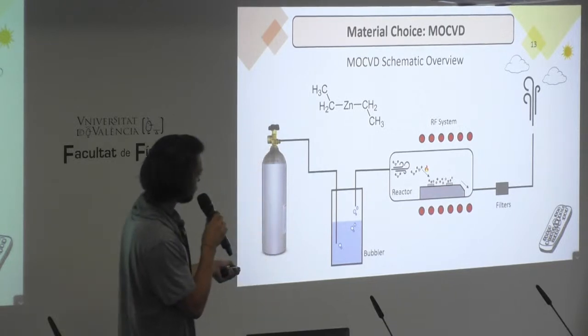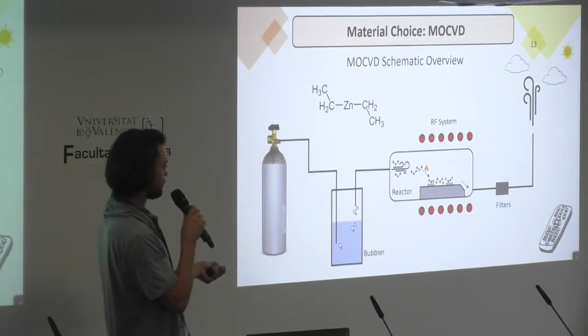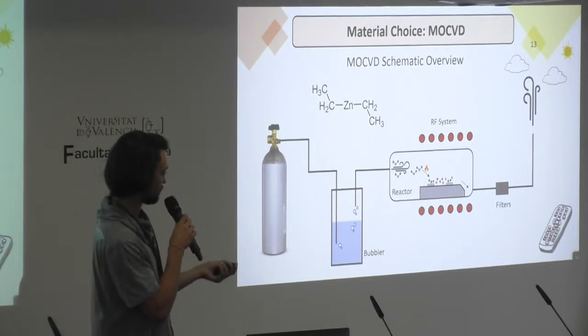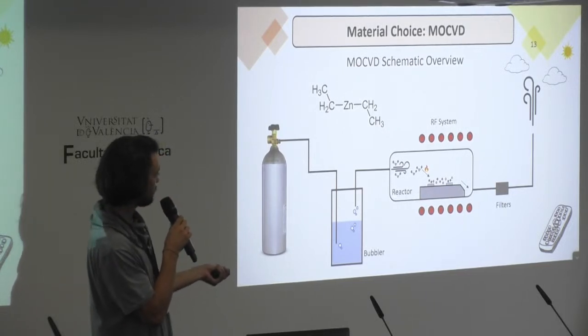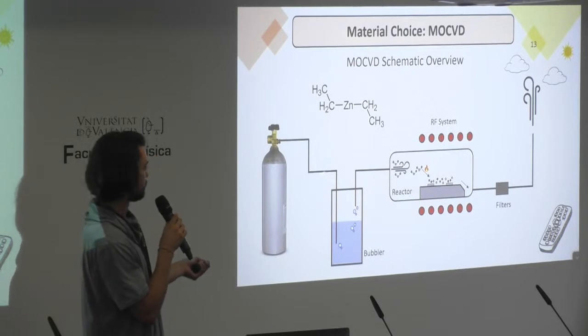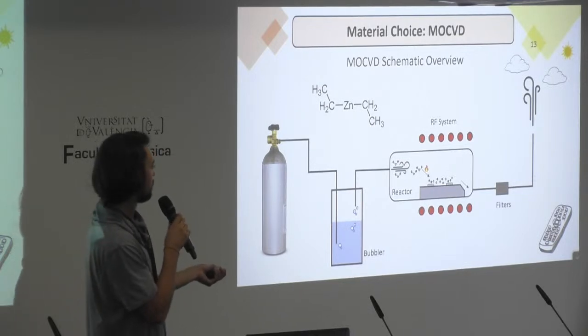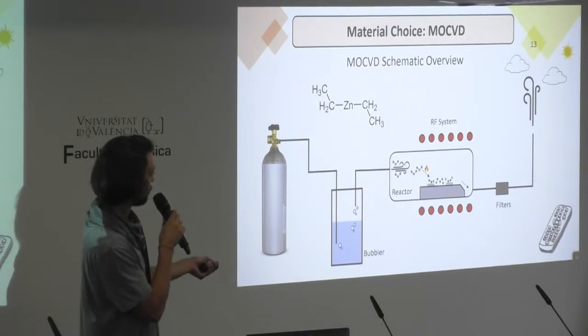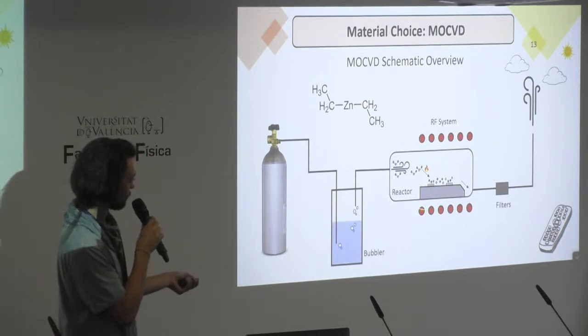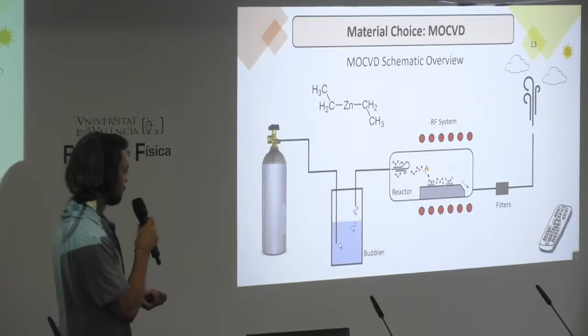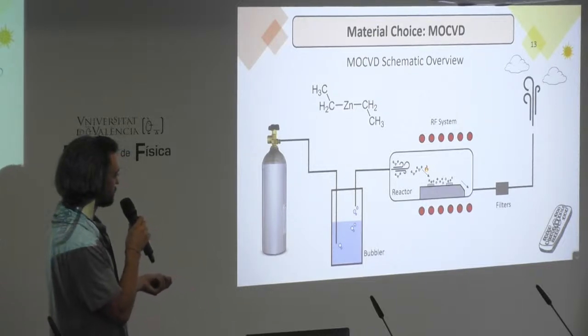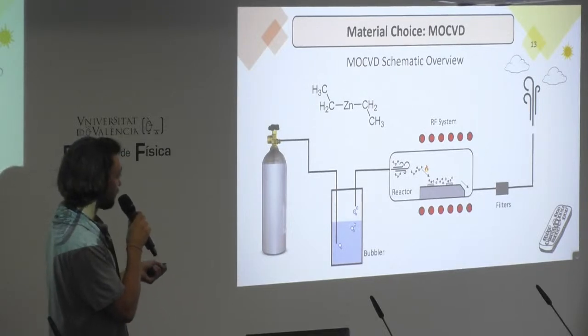We have a susceptor, which is just a piece of graphite, heated by a radio frequency system. This generates an oscillating magnetic field and generates some current in here, and by Joule effect, this heats up. When these molecules find this hot piece of material, they will pyrolyze. Because it's very hot, the bonds between the molecules will break. So we will have free zinc, for example.